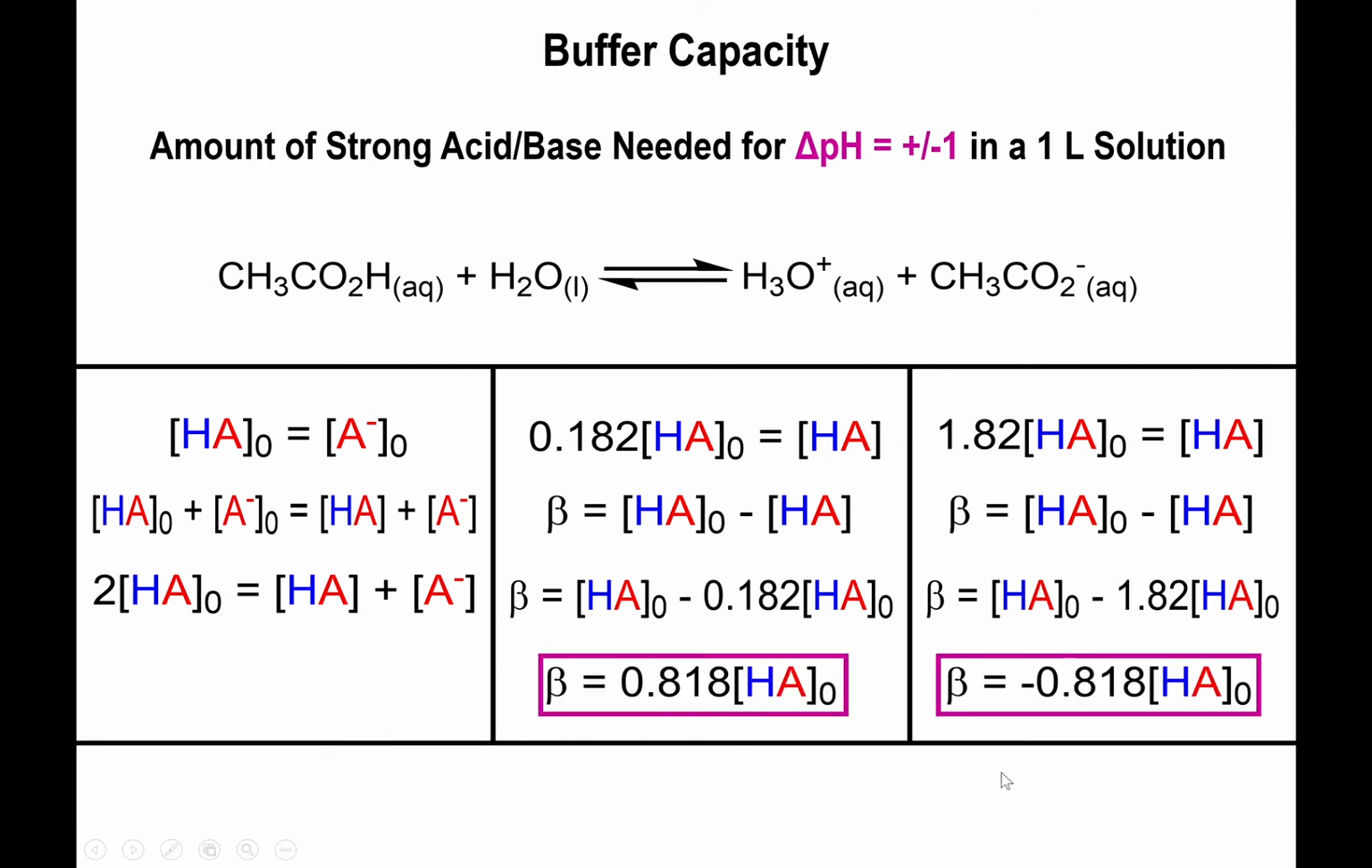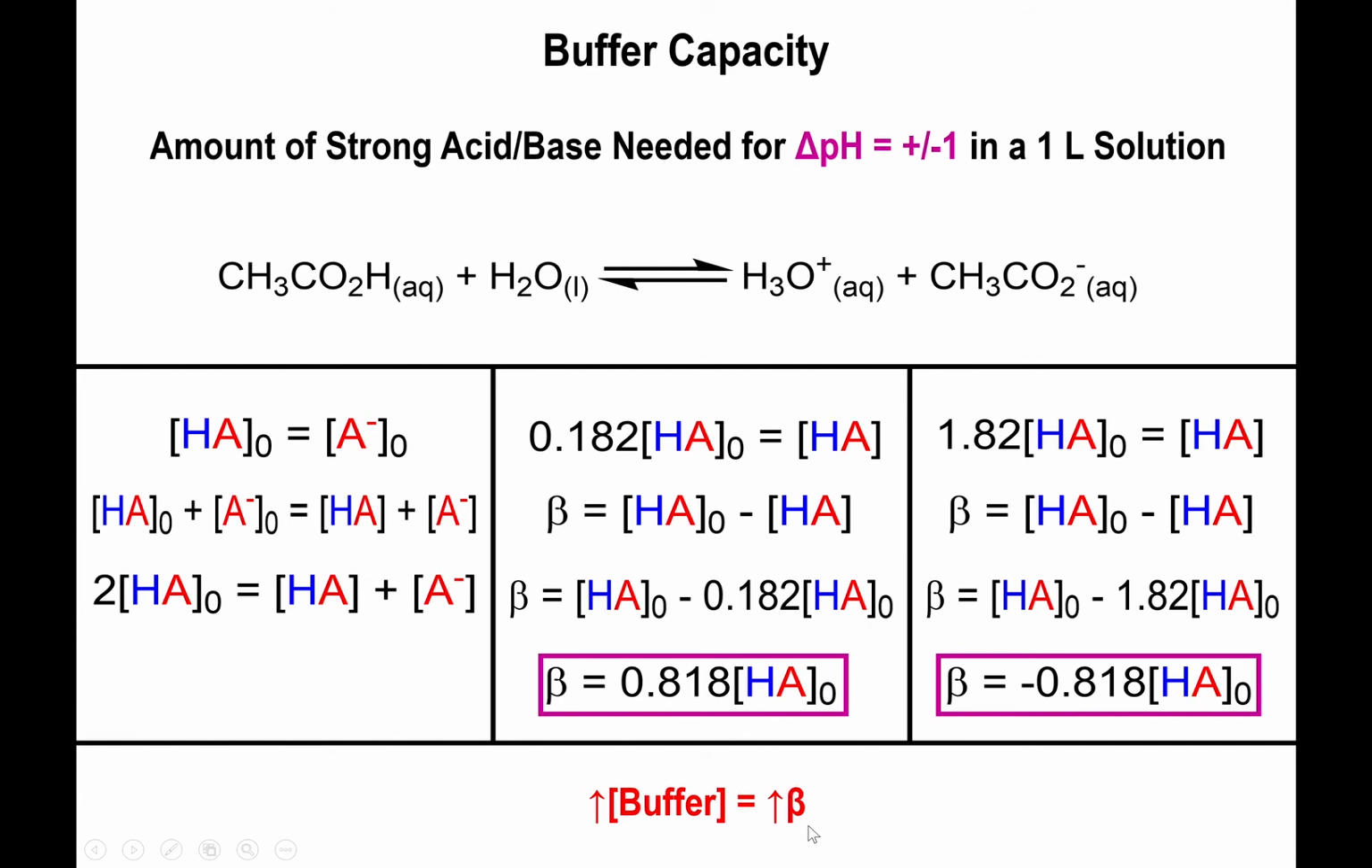And what you find out is that whether you're raising the pH or decreasing the pH by 1 unit, so long as you have the initial amounts of HA and A minus at the very beginning of the problem, all you have to do is multiply that initial concentration by 0.818, positive or negative, to find out the buffer capacity. And needless to say, as you increase the initial concentration of the buffer, you increase the buffer capacity.